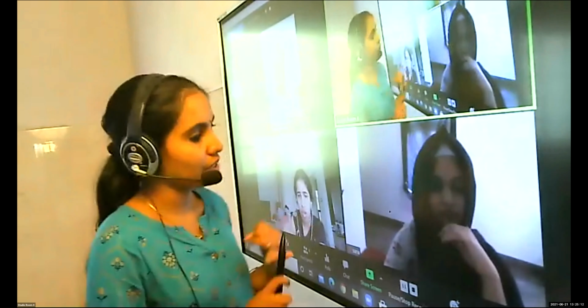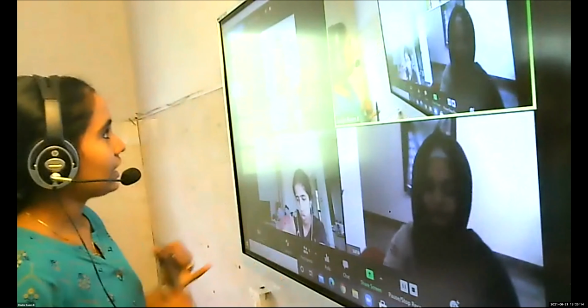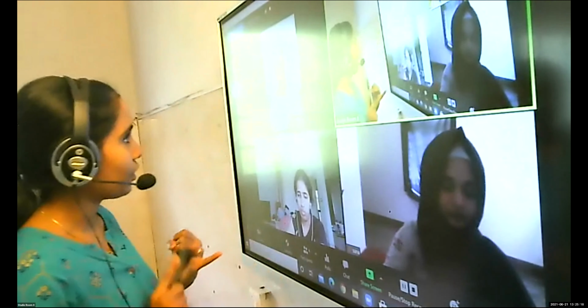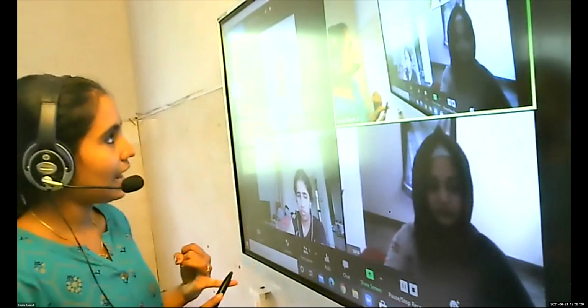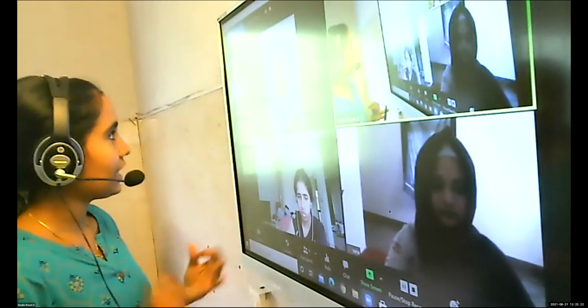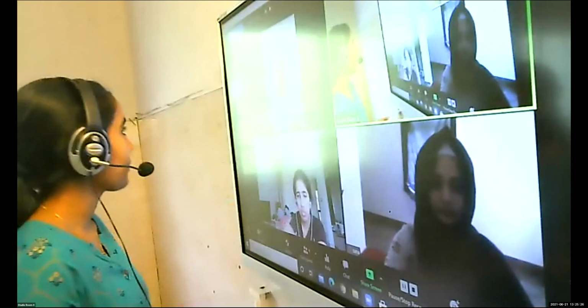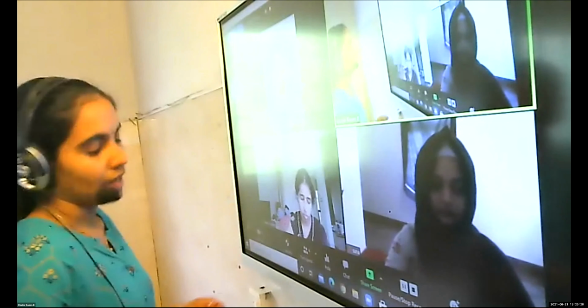So these are the nutrition related problems in India. One is macronutrient deficiency and the other is micronutrient deficiency. Protein energy malnutrition is macronutrient deficiency. Vitamin A deficiency, iodine deficiency and iron deficiency come under micronutrient deficiency. Clear?